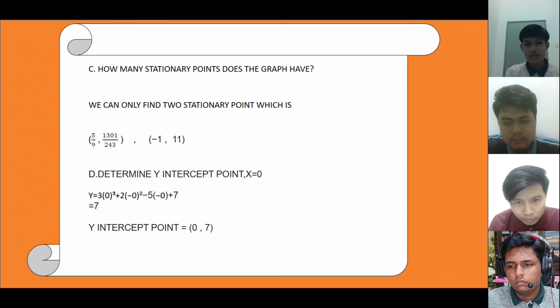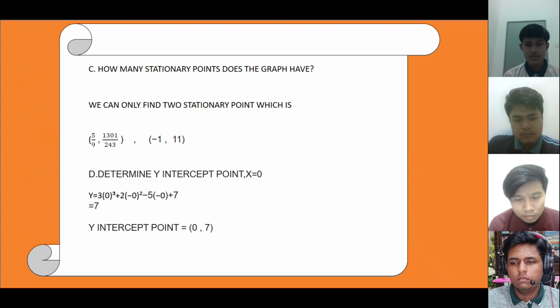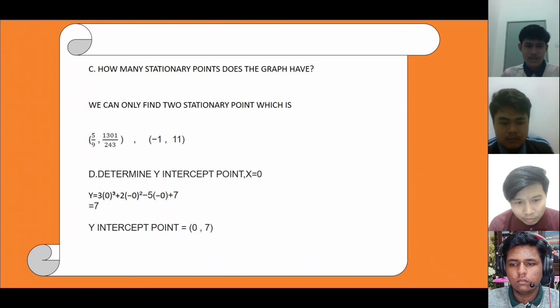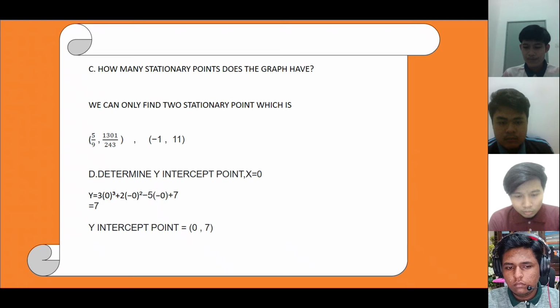So the next step, we need to determine the y-intercept point. Then x is equal to 0. So we substitute x into equation y. We got y equals 3(0) to the power of 3 plus 2(0) to the power of 2 minus 5(0) plus 7, and then we got 7. So we have determined the y-intercept point. So we got x is 0, y is 7.